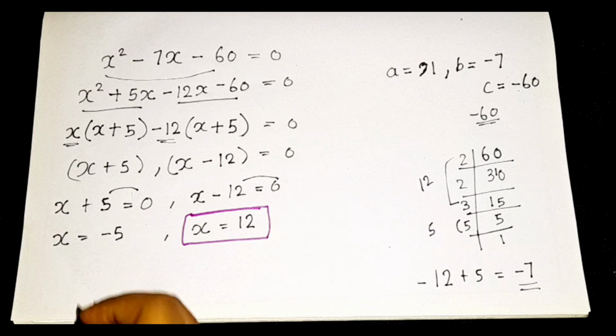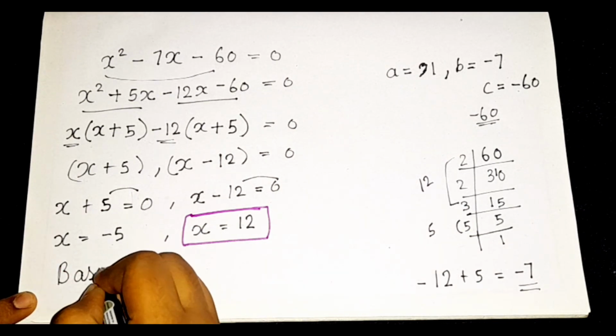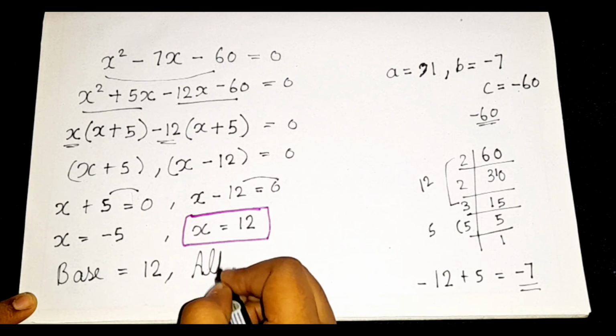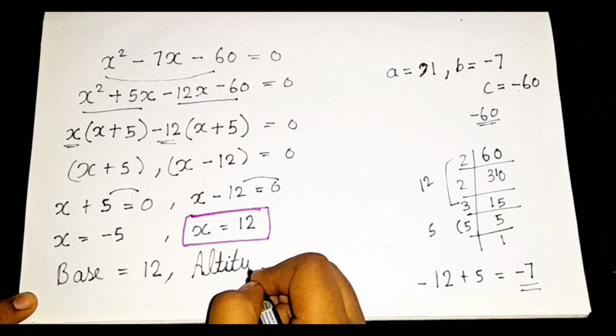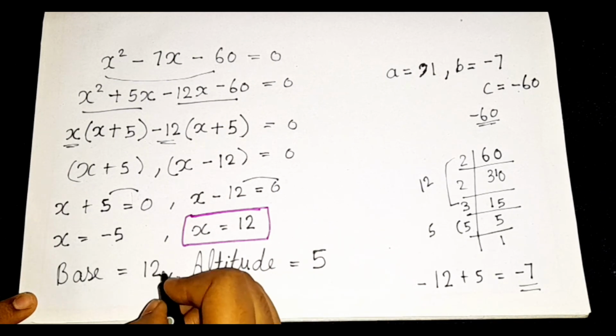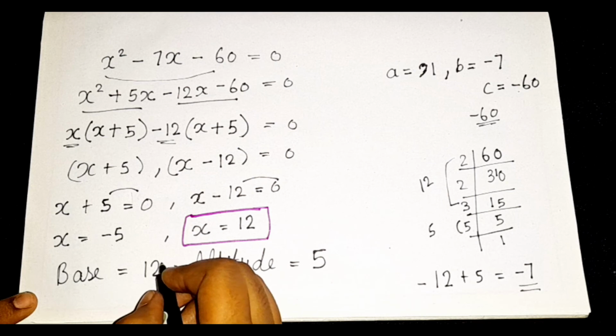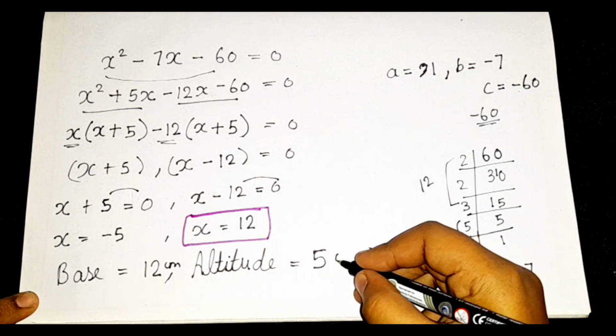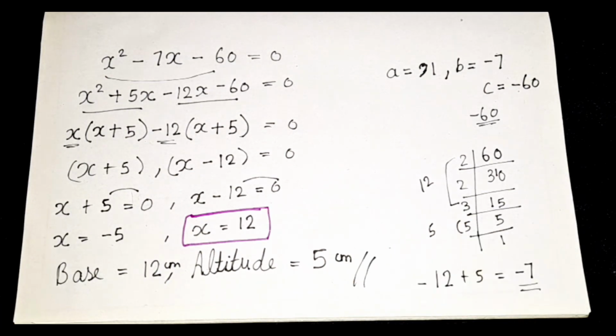So here the base is equal to 12 centimeter and the altitude is equal to, so what is the altitude? 5 centimeter. Okay, so if you want to just write centimeter, you can just write it. Okay, so it is centimeter, and here also centimeter. Okay, so finally we just found it and we solved it also. Okay, so remember, the length and the base, it can't be just in negative form. Okay, that is the important one.